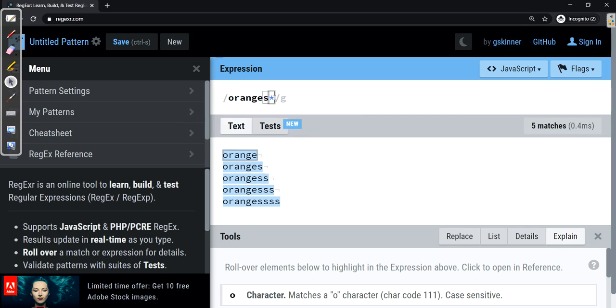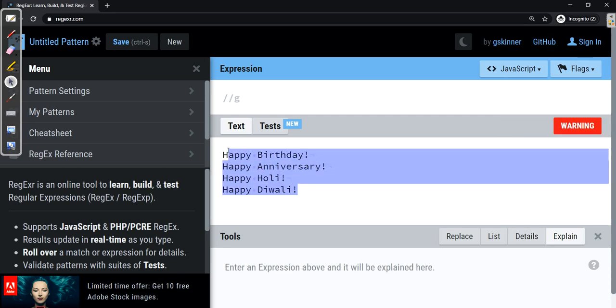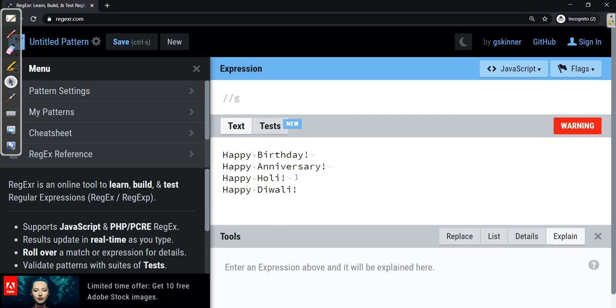So with this, we knew the usage of asterisk. Now let's take the words as happy birthday with an exclamation mark, then happy anniversary with another exclamation mark. Let's say happy Holi and then happy Diwali. Now I have to write such a regex so that all the words can be matched with it.